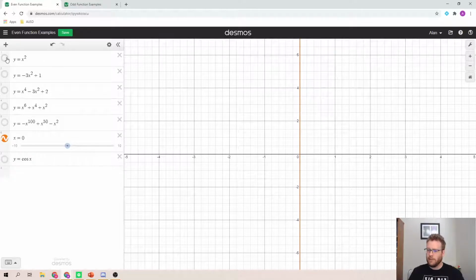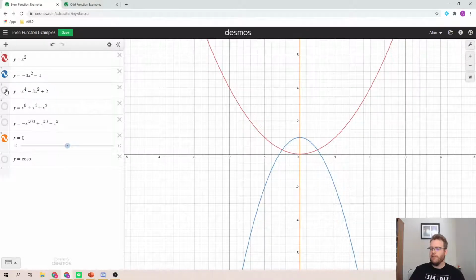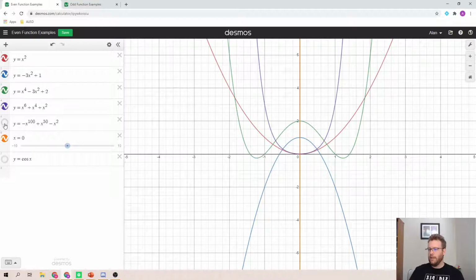So we have x squared, which is just our traditional parabola. We have negative 3x squared plus 1. That's going to be a downward opening parabola shifted up a little. And then we start having some 4th degree and 6th degree and even this kind of gnarly looking downward opening 100th degree polynomial. Yes, this is a polynomial function. It's just one that we're not very accustomed to, but it is a polynomial.